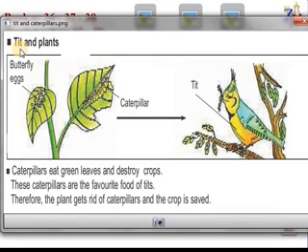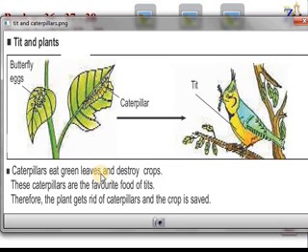In document 2 here we have the tit and the plants. We have here an image of a plant, and on it there are butterfly eggs and then a caterpillar. We notice that the caterpillar is eating the leaves of the plant, while on the other hand we have a tit, which is a type of bird, eating this caterpillar. Notice the leaves of the plant, how they are wilted and sick.